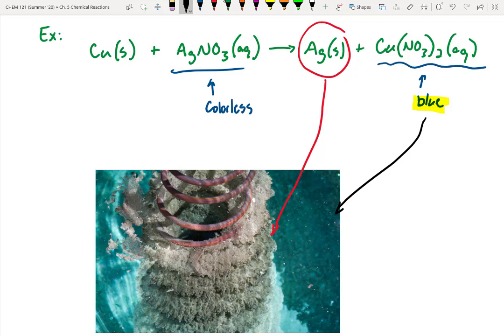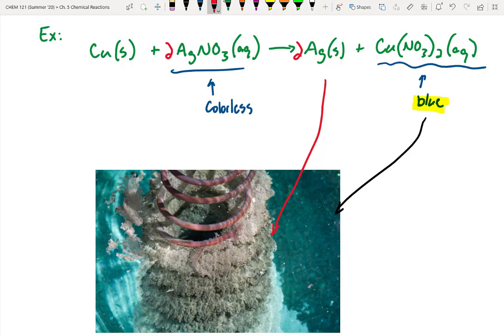The one thing we are missing is that this isn't entirely balanced yet. If you notice over here, we've got two nitrates, and over on the other side, we've only got one. So I would put a 2 in front of this, that way I balance out my nitrates. Those are the polyatomic ions. But now we also have two silvers, so I would put a 2 in front of silver right there as well. It's a neat reaction. It's one I like to bring into the classroom, but obviously because we can't be in the classroom, it's not something I can show you.